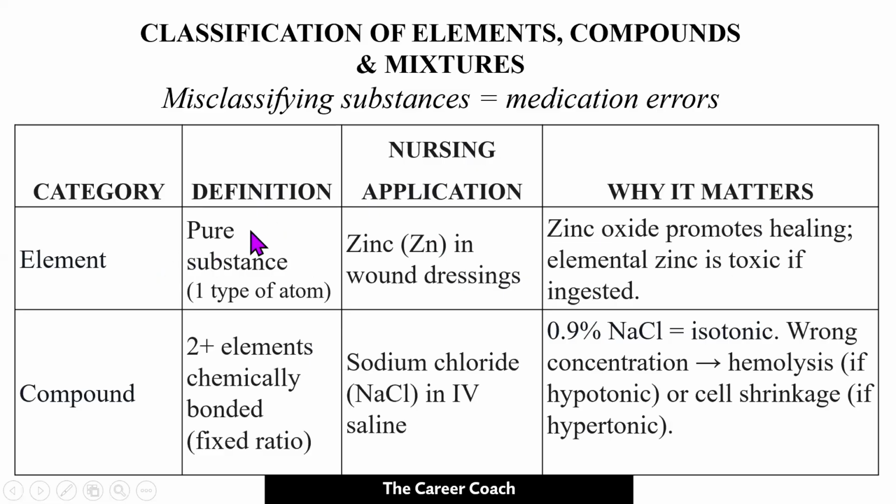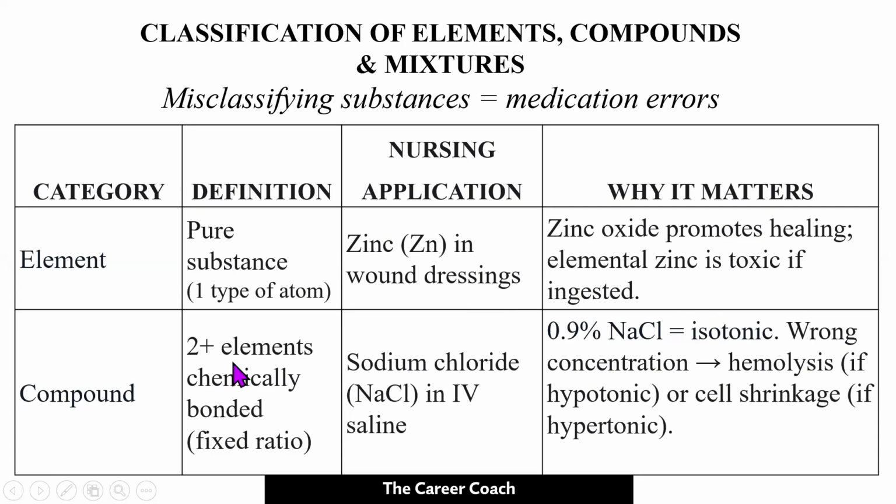But what is an element? An element is a pure substance. It's just one type of atom. Example, zinc used in wound dressing is an example of an element. Why it matters to nurses? Zinc oxide promotes healing. Elemental zinc is toxic if ingested. Normally, if you ingest zinc, it is toxic, right? It's fatal, right? So basically, wound healing requires zinc oxide. Most wound dressings are accompanied with zinc oxide.